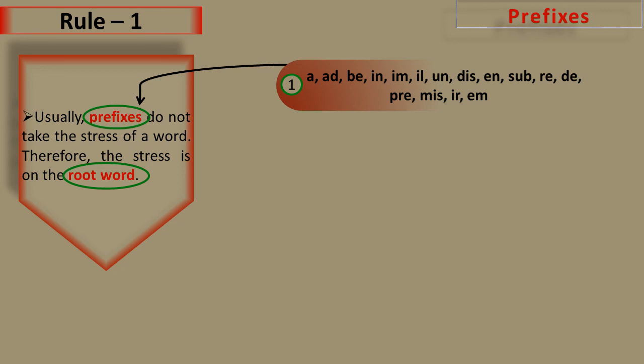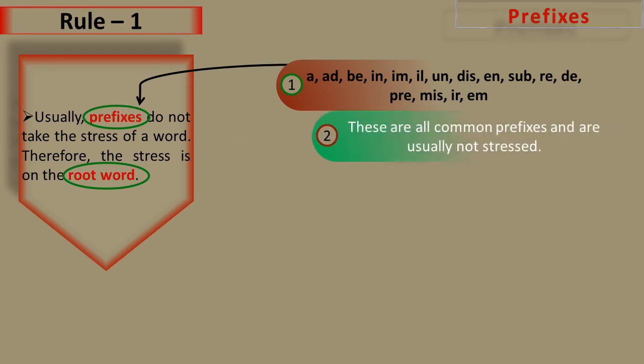And here you have been given some examples of prefixes. Please have a look at these prefixes: a, ad, be, in, im, and all these are examples of weak prefixes or prefixes. And here we have to understand one more important point of these prefixes, that is, these are all common prefixes and are usually not stressed. What is common prefix? For example, be. Be is a common prefix.